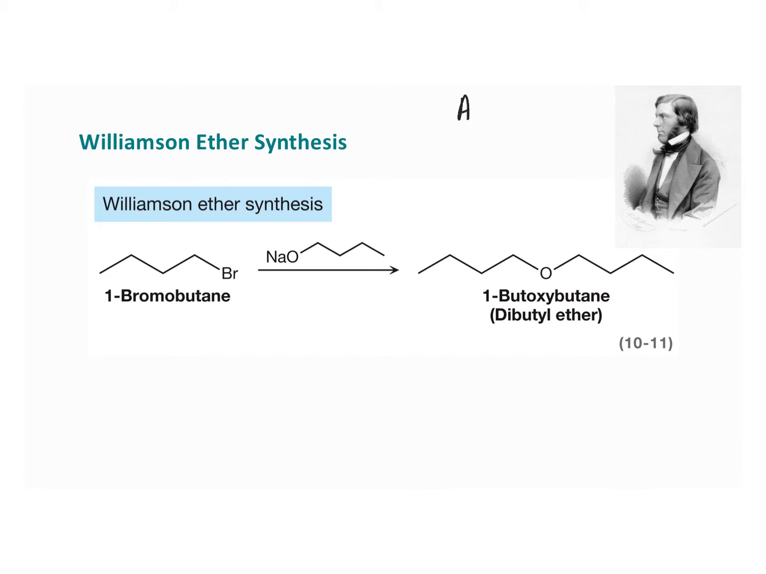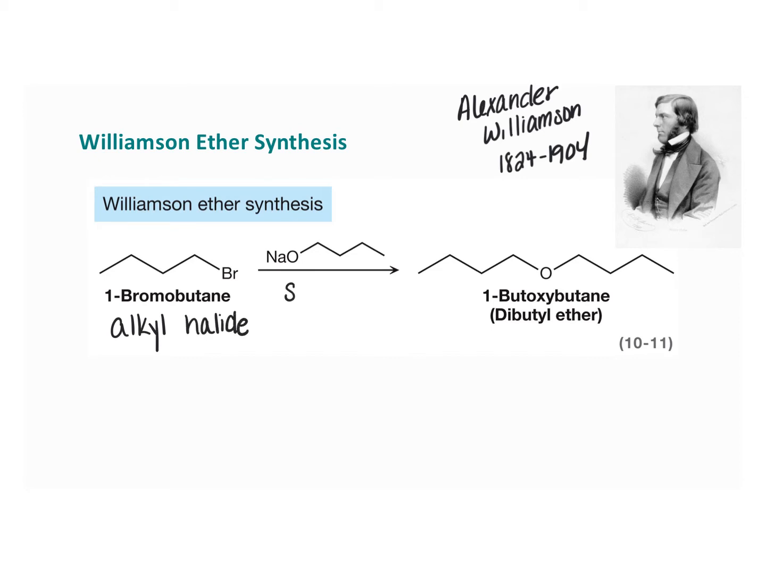It's named after Alexander Williamson, who lived from 1824 to 1904, right? He was an English chemist that developed this reaction. In the Williamson ether synthesis, an ether is produced by reacting an alkyl halide with the salt of an alkoxide anion, okay? The alkoxide salt dissolves in solution to just form the alkoxide anion, and that's a strong nucleophile.